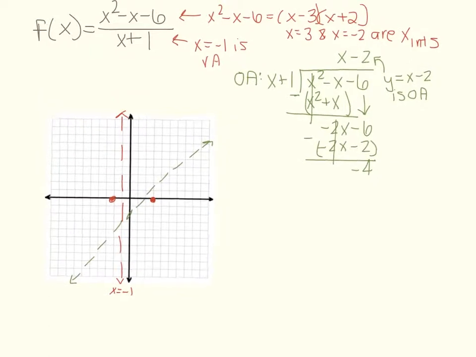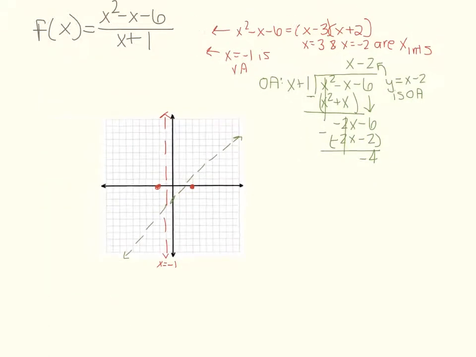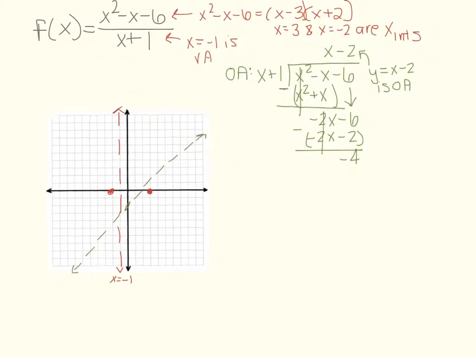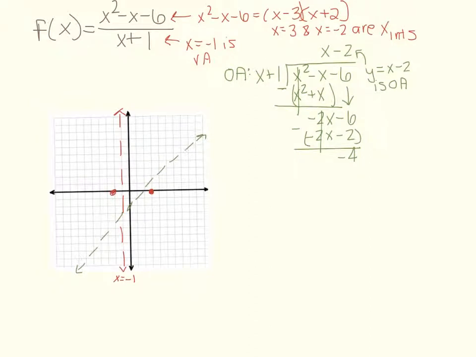Now let's go ahead and see if the oblique asymptote gets crossed by our function. So we're looking if it crosses. We set our original function, x squared minus x minus 6 divided by x plus 1, and we go ahead and set that equal to the equation of our asymptote, which in this case is x minus 2.